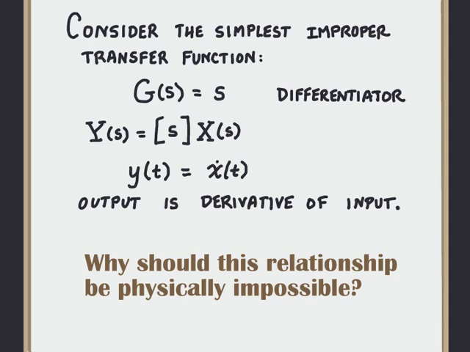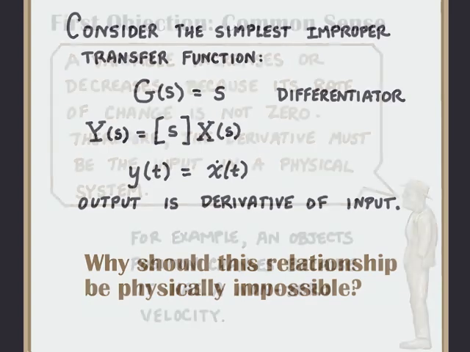Now if we inverse Laplace transform, we find the relationship that y of t is equal to x dot. So the output is the time derivative of the input. This kind of relationship is not physically possible for several reasons.